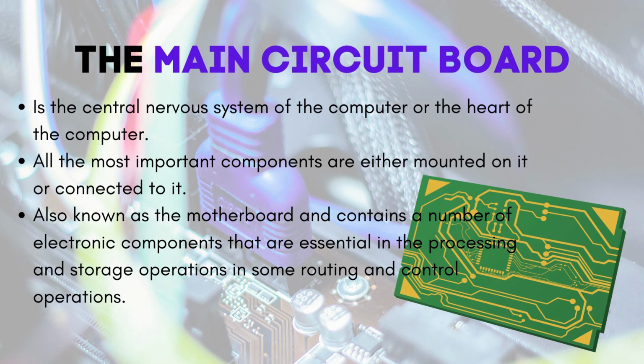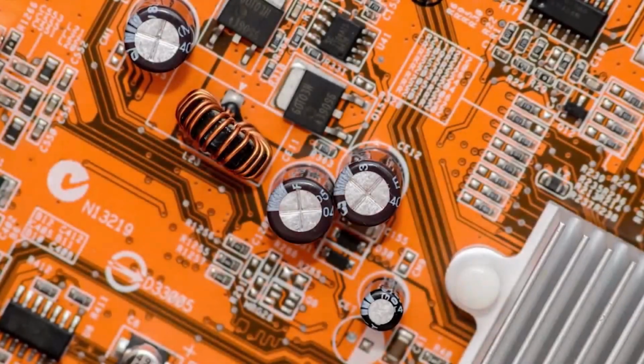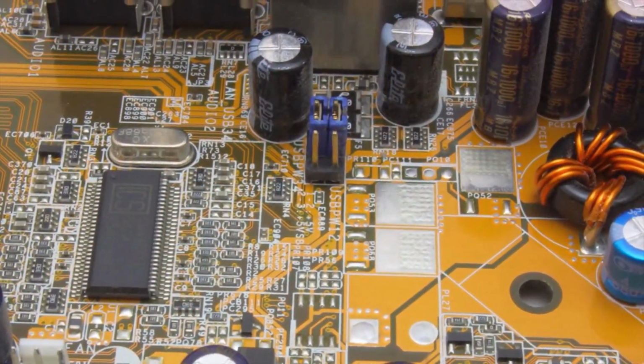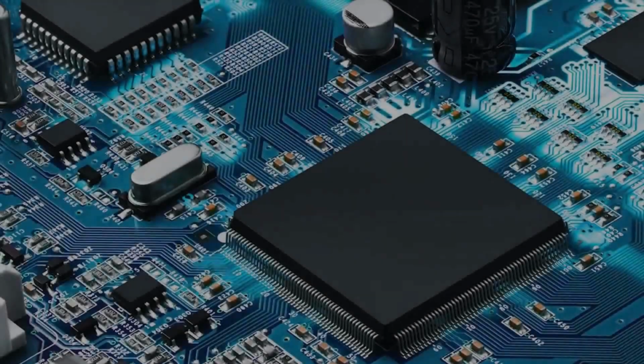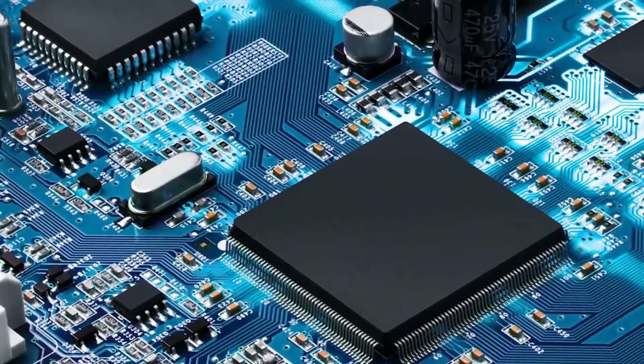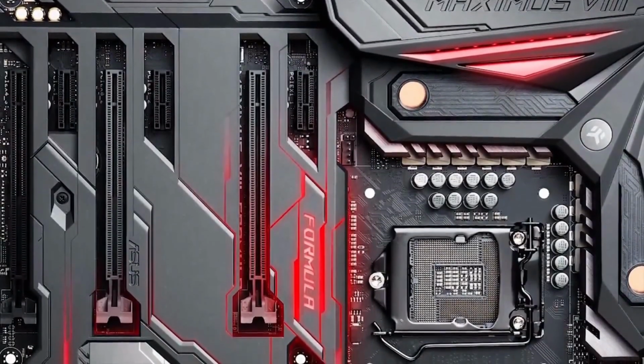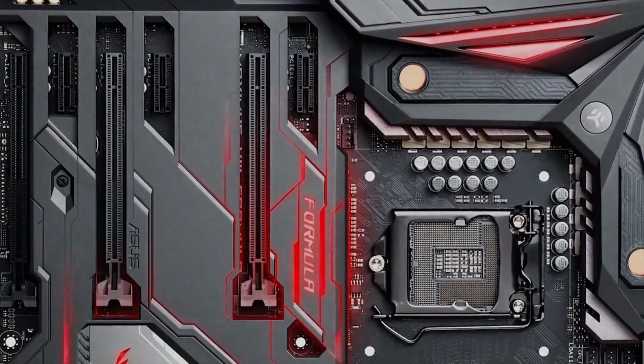The main circuit board is the central nervous system of the computer, or the heart of the computer. All the most important components are either mounted on it or connected to it. Also known as the motherboard, it contains a number of electronic components that are essential in the processing and storage operations, and in some routing and control operations.